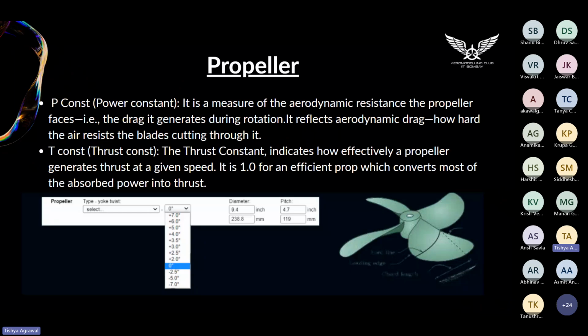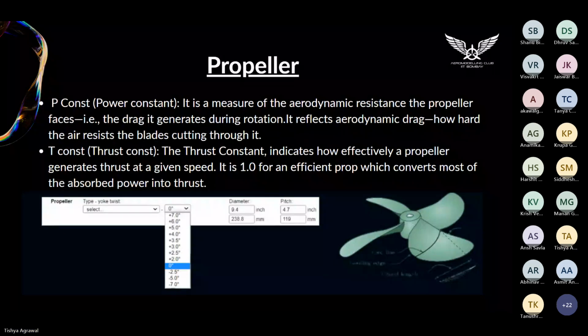Next comes out to be the propeller. So for a propeller, there are generally two constants which we should always study before selecting the right type of propeller. There are thrust constant and power constant. So first we would study about the thrust constant. Thrust constant in simple words indicates how efficiently a propeller is able to generate thrust at a given speed. It talks about the efficiency. So obviously for an ideal propeller, the thrust constant should be equal to 1, because for the most efficient propeller, the thrust constant would be equal to 1. That means it would be converting the absorbed power into thrust at the most optimum level.